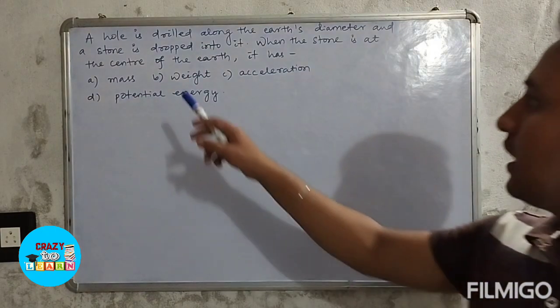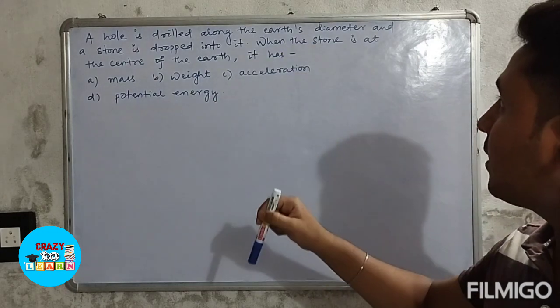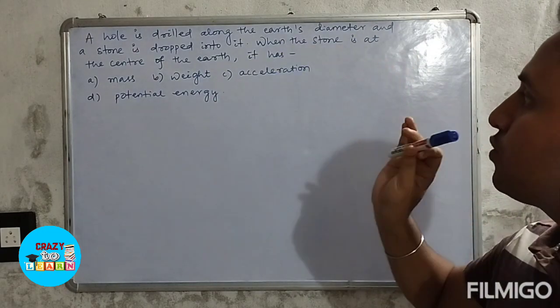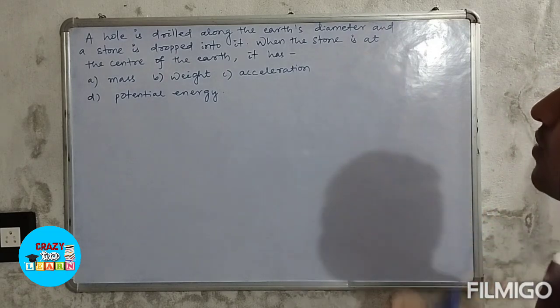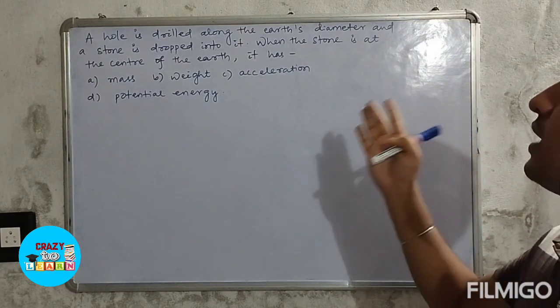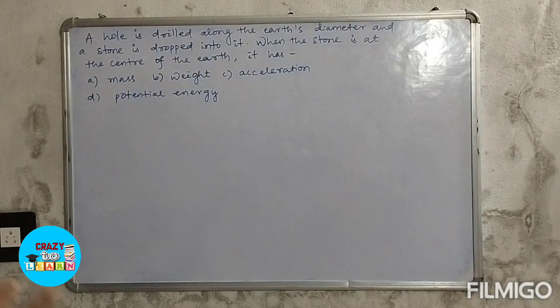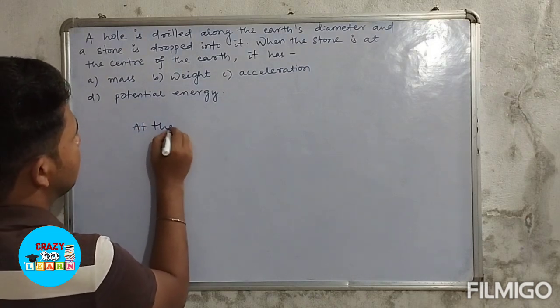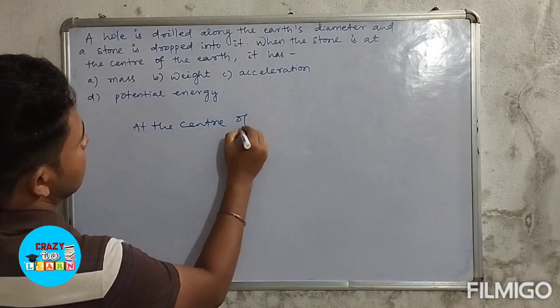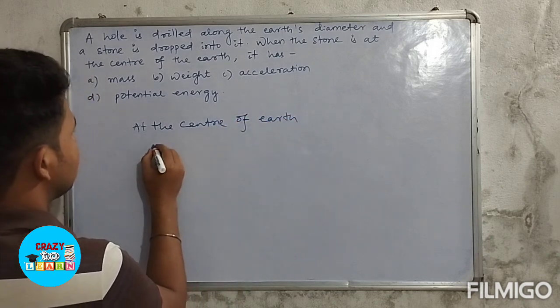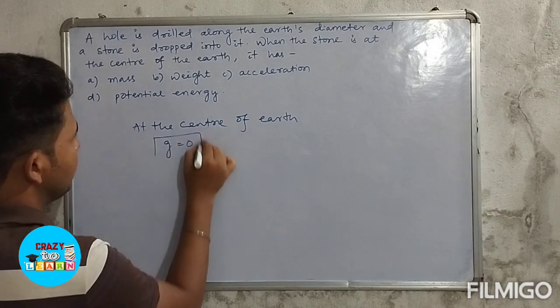Our next question is: a hole is drilled along the earth's diameter and a stone is dropped into it. When the stone is at the center of the earth, it has mass, weight, acceleration or potential energy. What does it have? In my previous video I already discussed that at the center of the earth the acceleration due to gravity small g is equal to 0. Yes or no? You remember it? Okay, so at the center of earth the acceleration due to gravity small g is equal to 0.